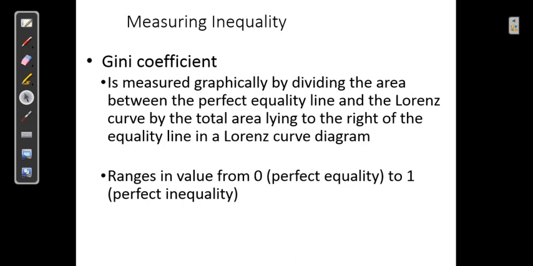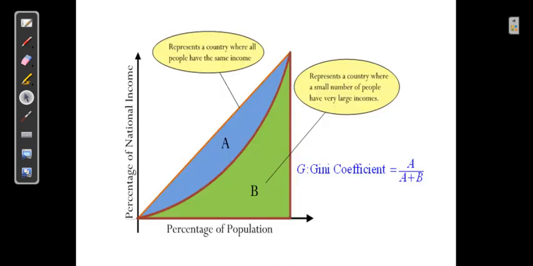So Gini coefficient would be 0 if there is equal distribution of income in a particular country. It would be 1 if all the income is going in the hands of one person. So there is perfect inequality. So this is how you interpret the value of Gini coefficient. Let me show the calculation of Gini coefficient with the help of diagram.